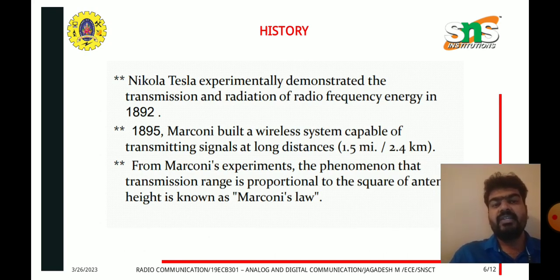And in 1895, Marconi built a wireless system capable of transmitting signals over a long distance, that means 1.5 miles, or 2.4 kilometers. From Marconi's experiment, the phenomenon that transmission range is proportional to the square of the antenna height is known as Marconi's law.